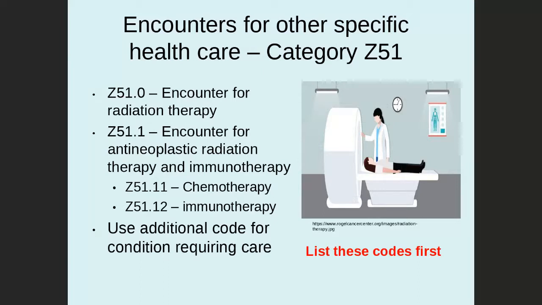Z51 is used for aftercare and medical care. These codes are encounter for radiation therapy, encounter for antineoplastic radiation therapy and immunotherapy, chemotherapy. You use an additional code for condition requiring care. So for example, these codes are listed first. That's the reason the patient is being seen. So if the patient is being seen for chemotherapy, right, list first chemotherapy, then list chemotherapy for what? Where was the neoplasm? So a more specific code. And that again will give you the whole picture of what's going on here.